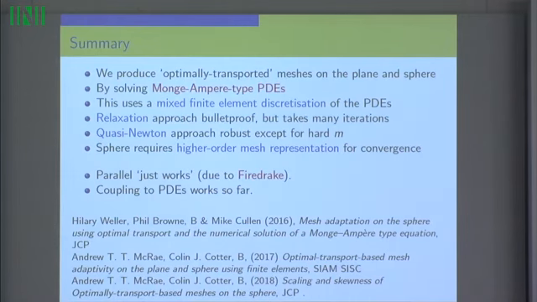So essentially, we can produce these sort of optimally transported meshes on this plane and on the sphere by solving Monge-Ampère equations. The relaxation method is bulletproof; it works, but it takes a long time. Quasi-Newton seems to work pretty well most of the time, and that seems to be the method of choice for these sort of problems if you want something which works quickly. And it's very easy to code up using Firedrake, and coupling to PDEs works so far.